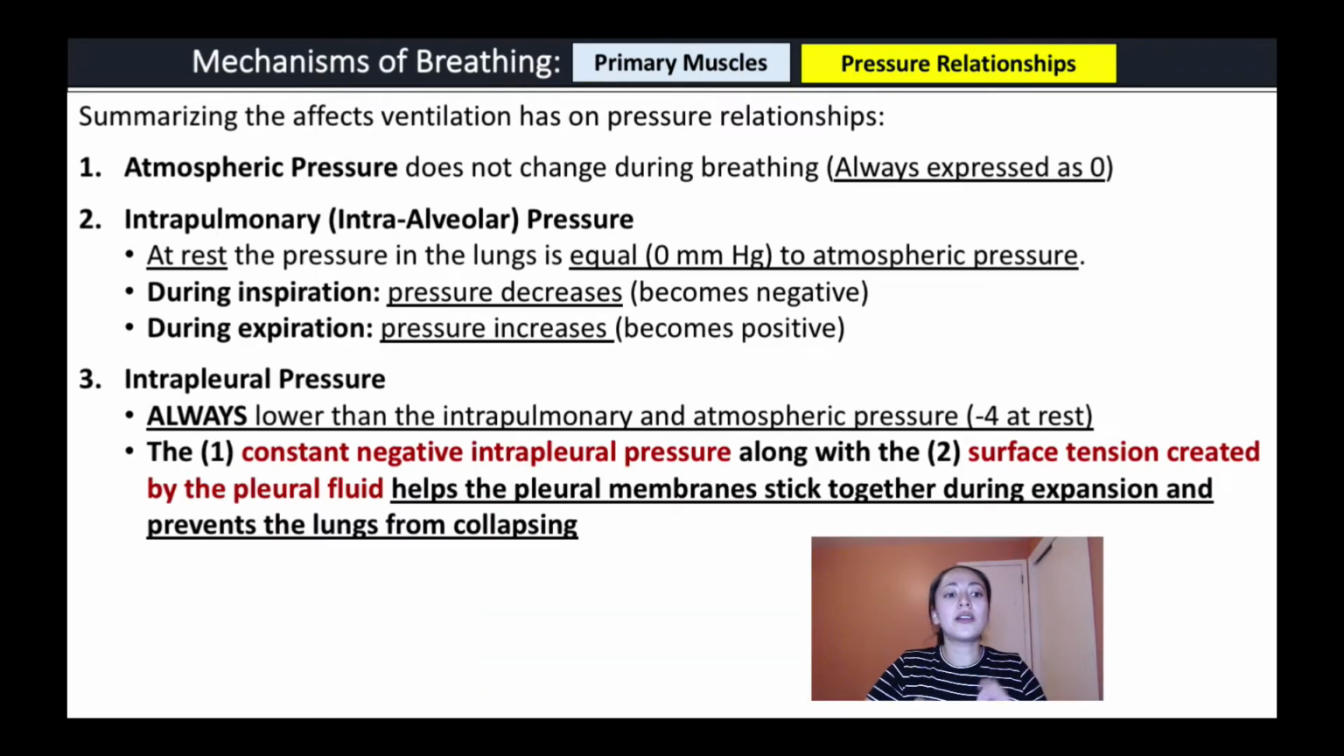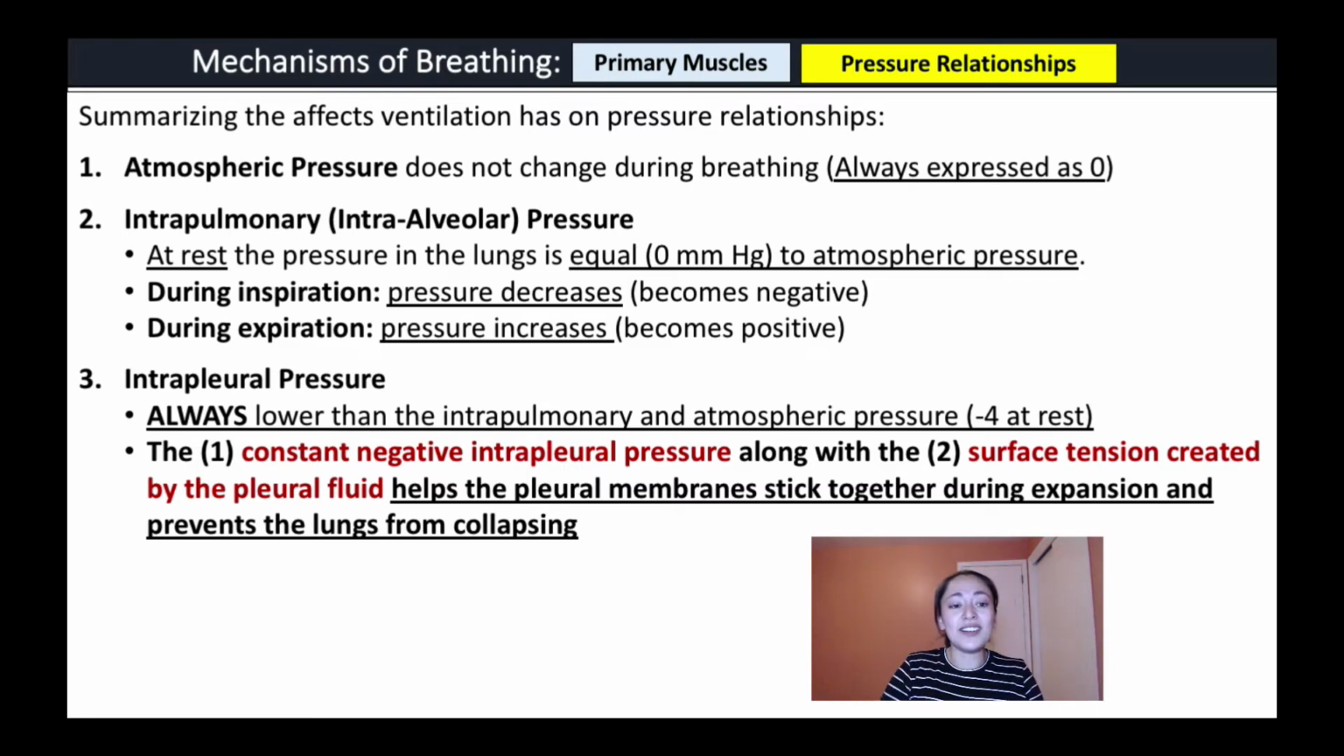The other type of pressure that we talked about that's really important in breathing is the intrapleural pressure. So remember, this is the pressure within the pleural cavity. One thing I want you to remember about this is that it's always negative and it's always lower than the intrapulmonary and atmospheric pressure. Okay, it will always be negative during all phases of breathing.